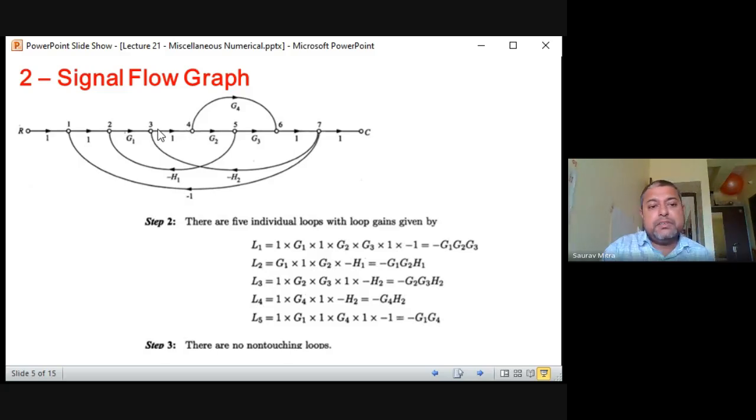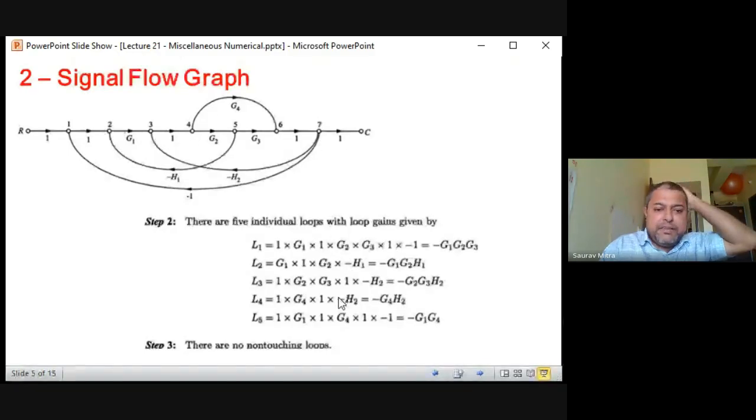This L4 generally you cannot observe, because you will start thinking from here and nothing is coming back here, but you have to start from point 3. So point 3 to 4, then G4, then it is going up to point 6, and then from point 6 it is coming to minus H2. So what is the fourth loop? 1, G4, 1 and minus H2 likewise.